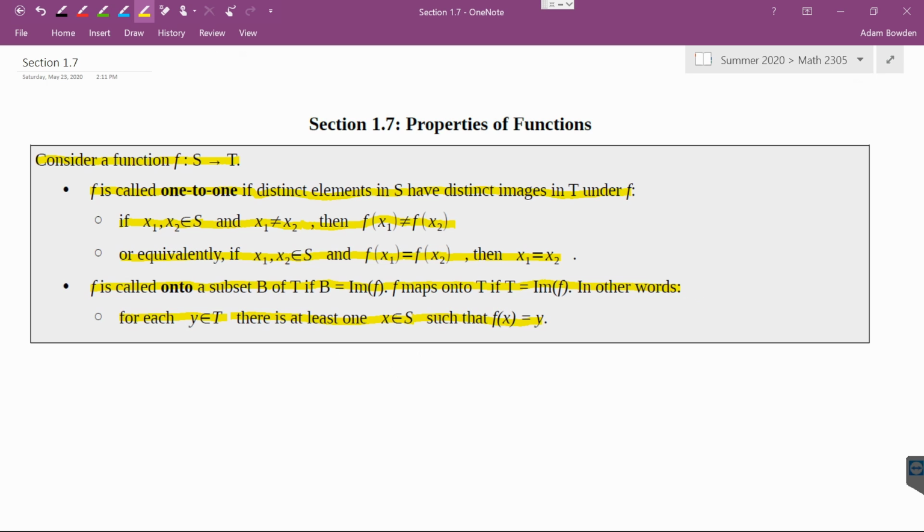Another way of viewing this is if you have an element of the codomain T, and there's an element from the domain S which maps to it, for all the values in the codomain, then we call it onto. So basically, onto functions do not miss any elements in the set into which they map. They map to every element within the set.